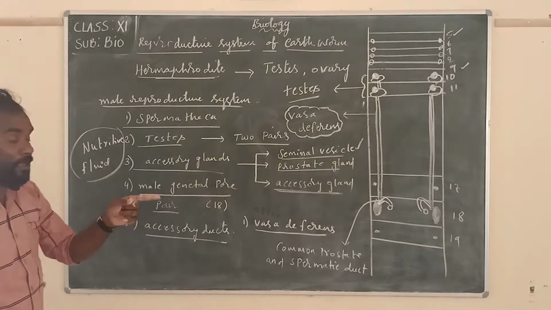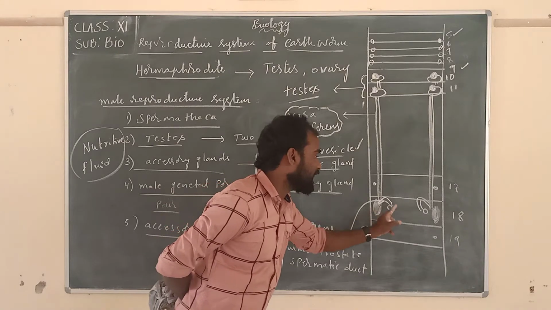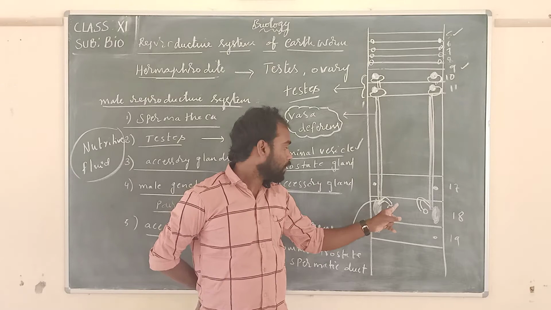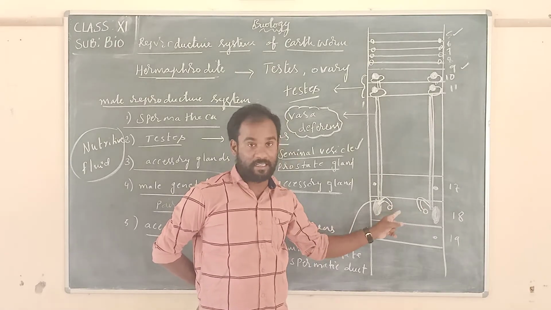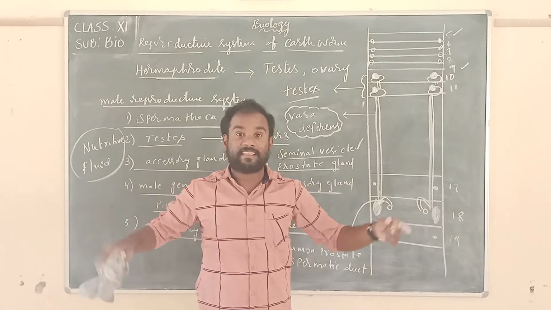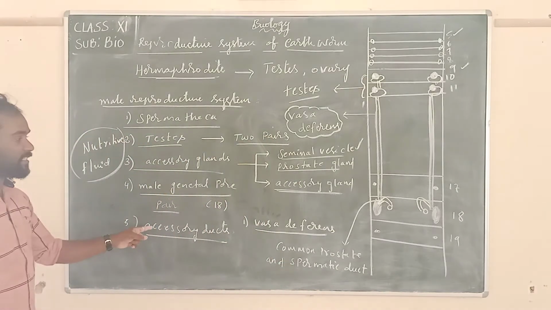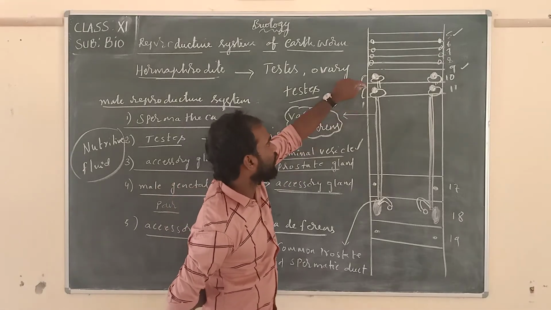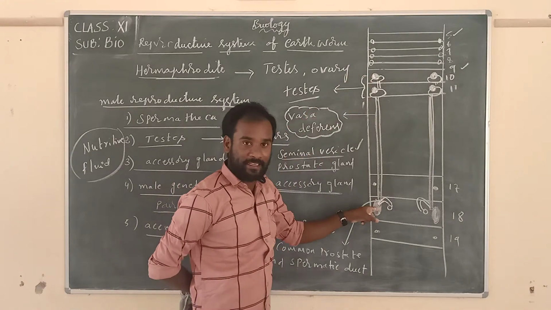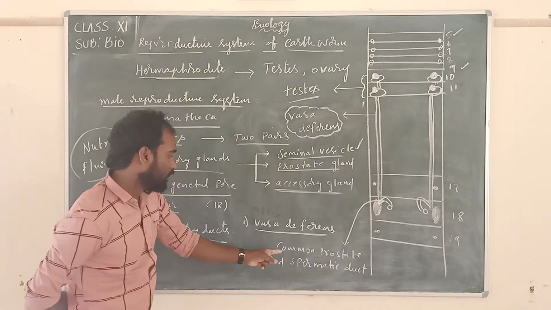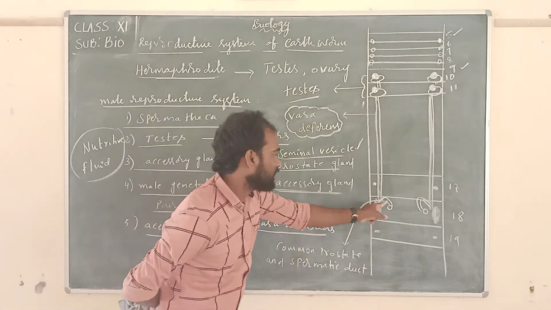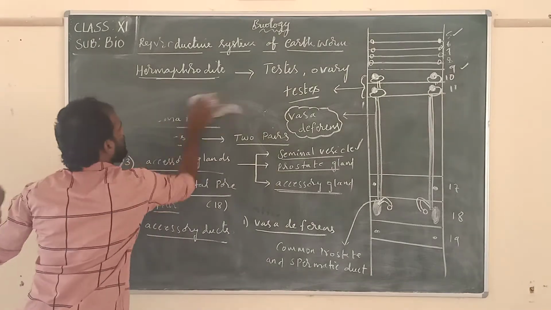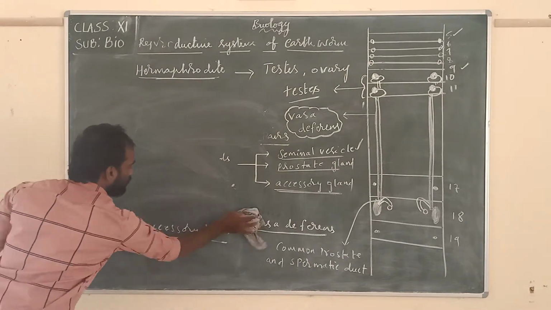Male genital pore. A pair of male genital pores are present in the 18th segment. While explaining about the morphology, I told you, it is present in the ventrolateral side, that is ventral side and at sides. Then, accessory ducts. One accessory duct, that is vas deferens, will run from the 10th and 11th segment to the 18th segment. Another accessory duct, common prostate and spermatic duct, is present in the 18th segment. So this is about the male reproductive system of the earthworm.